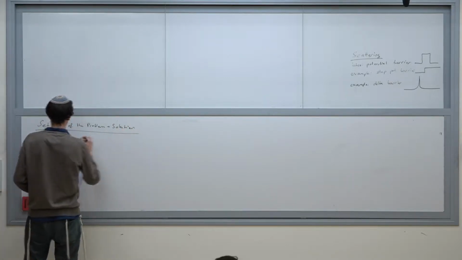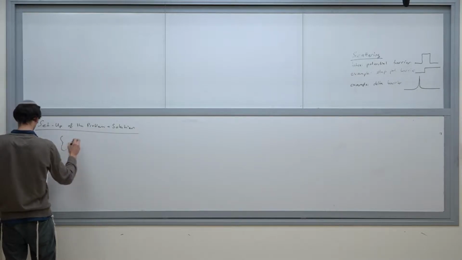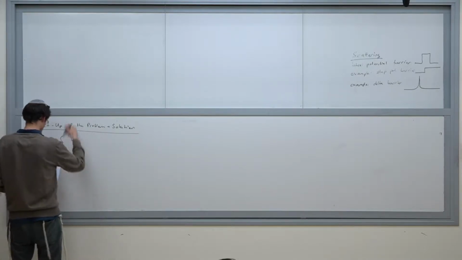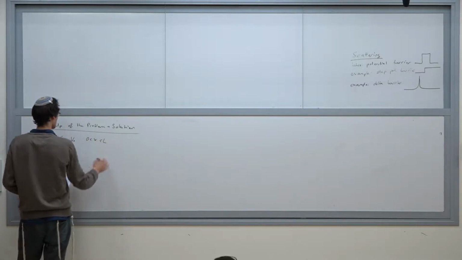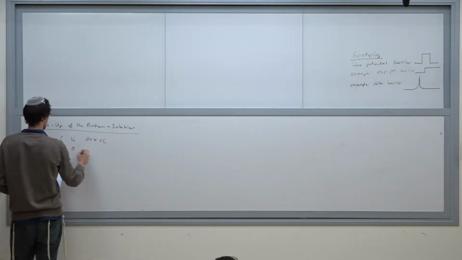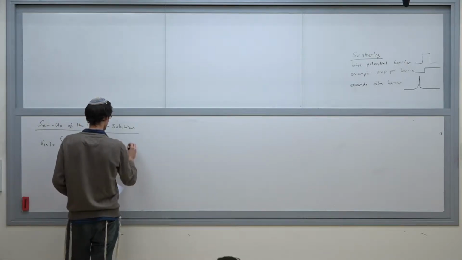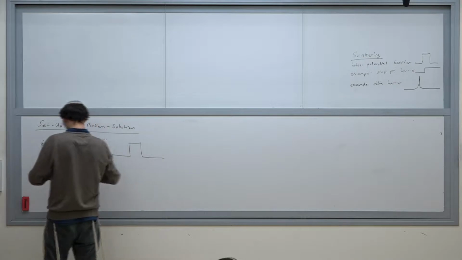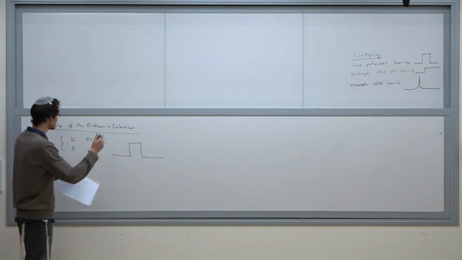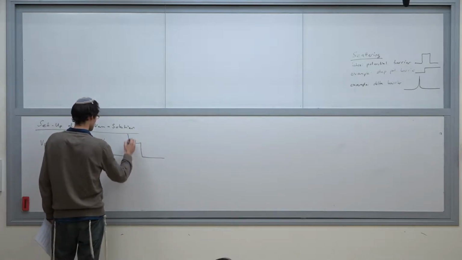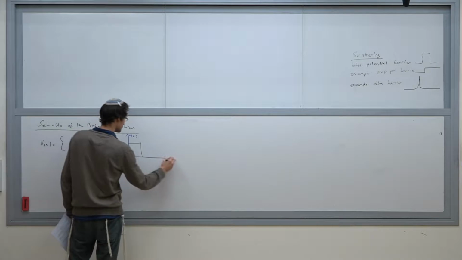So we're talking about a potential V of x, which changes abruptly in space. It is some V naught, some constant value between 0 and L, and 0 everywhere else. So this V of x, and this is the x-axis.